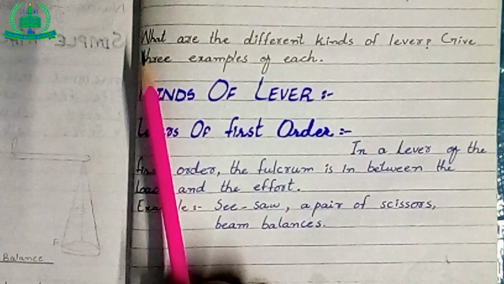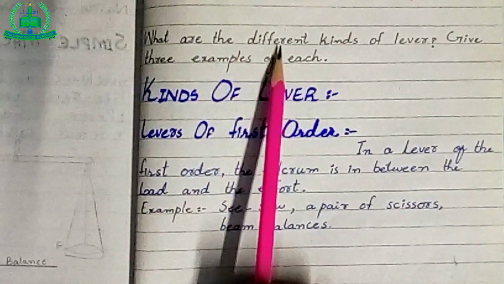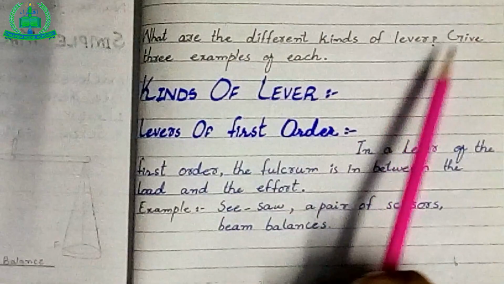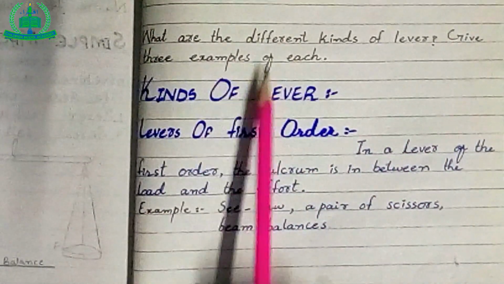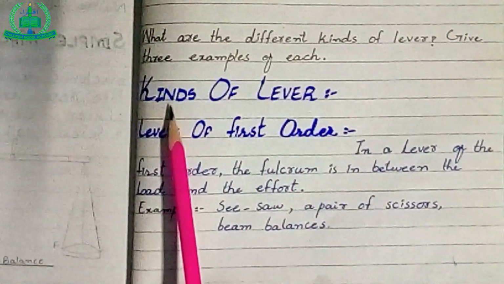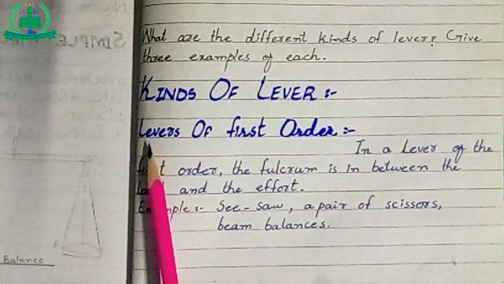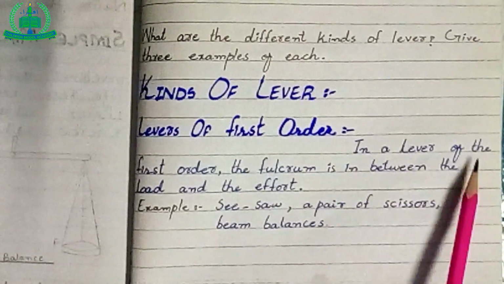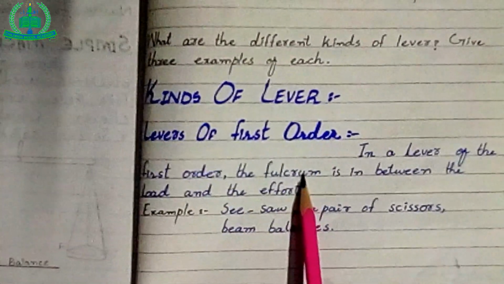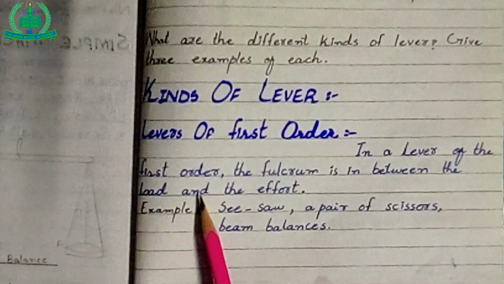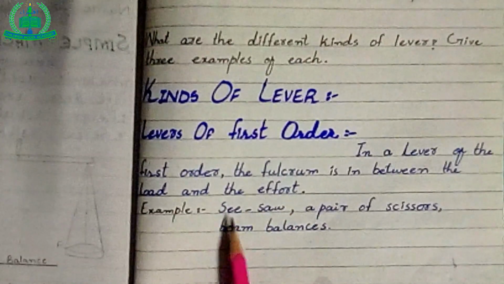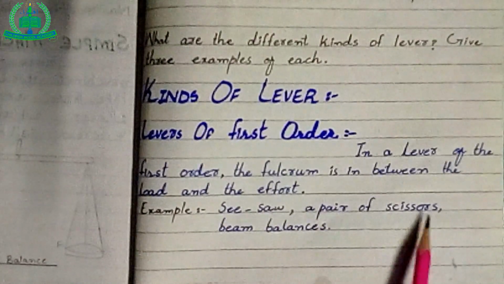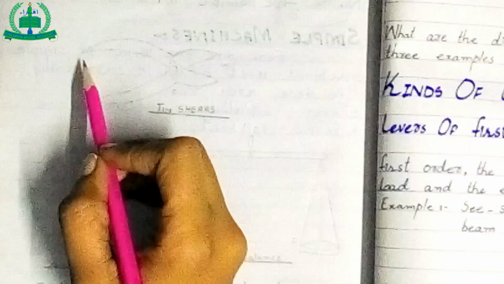Next, question number 6. What are the different kinds of lever? Give 3 examples of each. Heading: kinds of lever. Number 1, lever of the first order. In a lever of the first order, the fulcrum is in between the load and the effort. Examples: seesaw, a pair of scissors, beam balance.